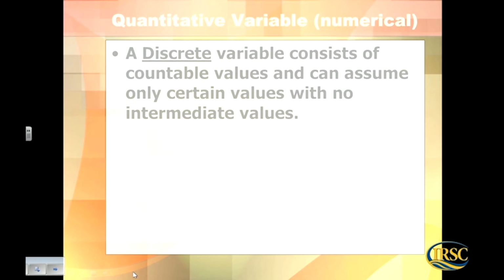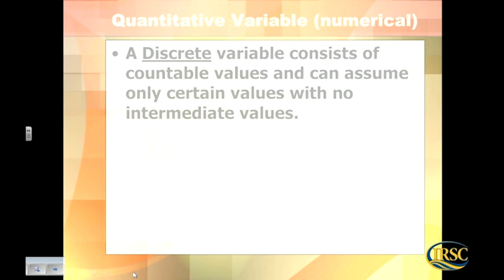So a discrete variable consists of a countable value and can assume only certain values with no intermediate values. Of the two quantitative variables, one of them was discrete. These are things that you can count. Now, if I were to count the number of students in here, I wouldn't end up with 25 and a half, right? It would be a countable number. It would end up on an integer value. So maybe 26 students or whatever we'd end up at. So 25 and a half would be that intermediate value.